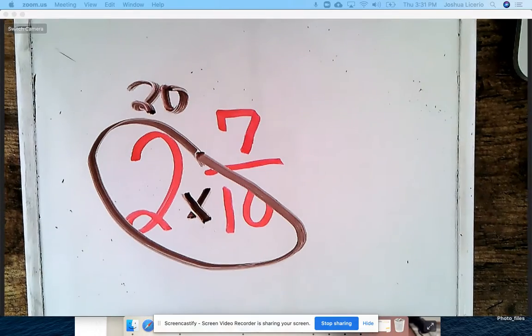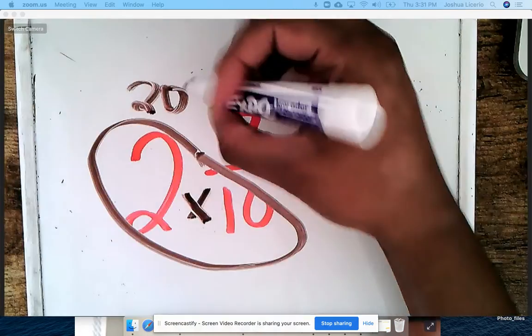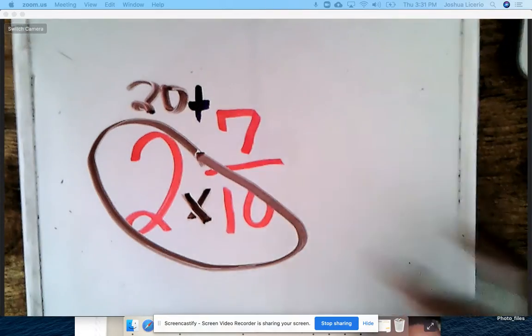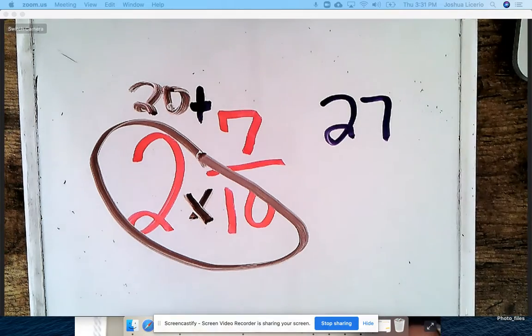What is the second step that I'm going to take to continue to convert this mixed number to an improper fraction? Exactly. I'm going to take my product, or what I got from multiplying 2 times 10, and I'm going to add it to my numerator. So 20 plus 7 is 27. And then what is my final step?